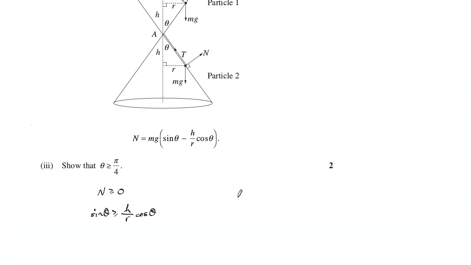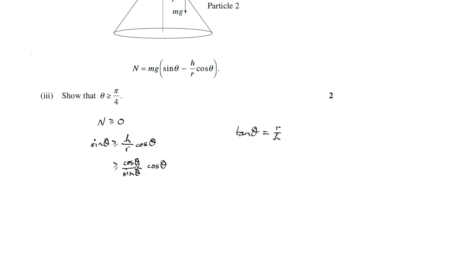And then if you remember that tan theta was r over h, we could say that h over r is cos theta over sin theta, because tan theta is sin theta over cos theta. And then what we could do is multiply both sides of this equation by sin theta. So we'll have sin squared theta on the left and cos squared theta on the right.